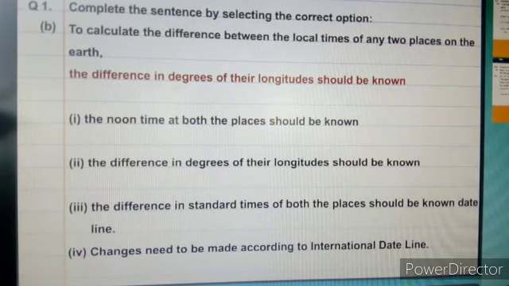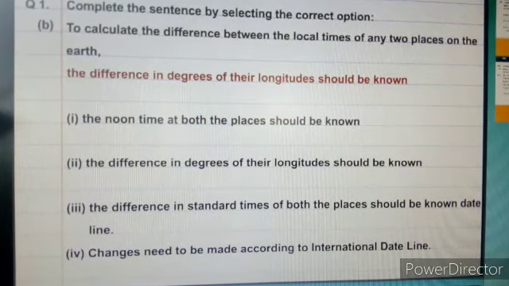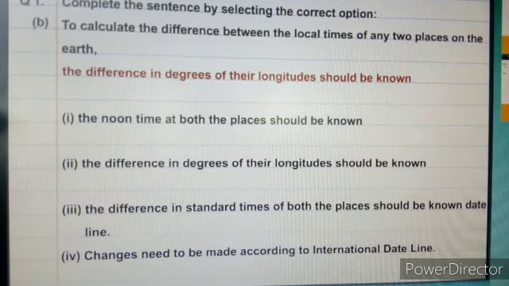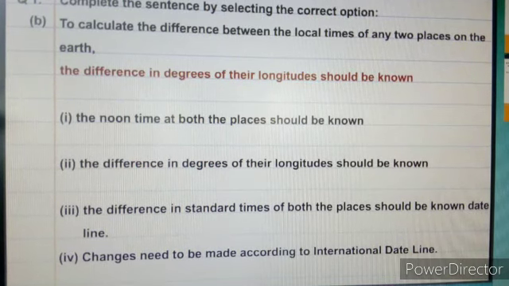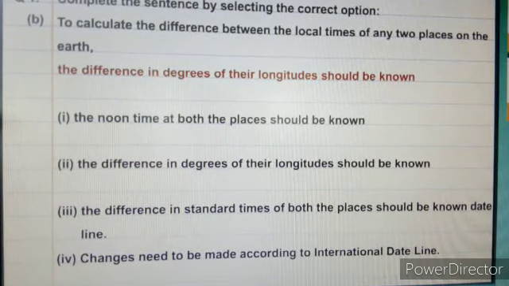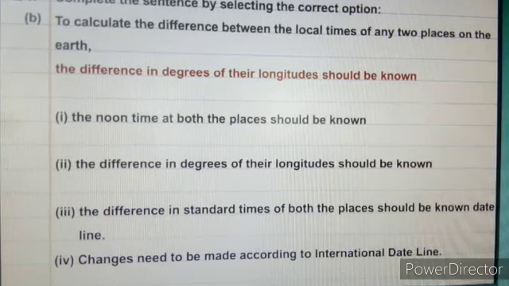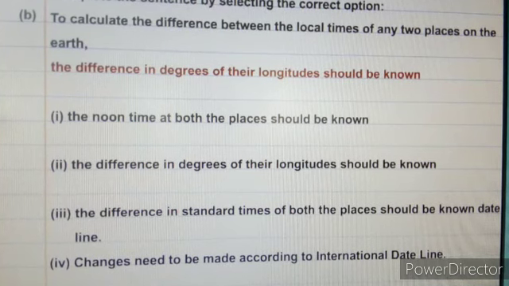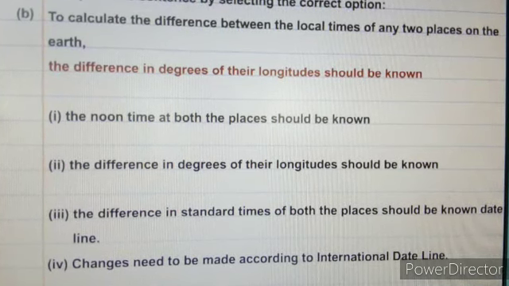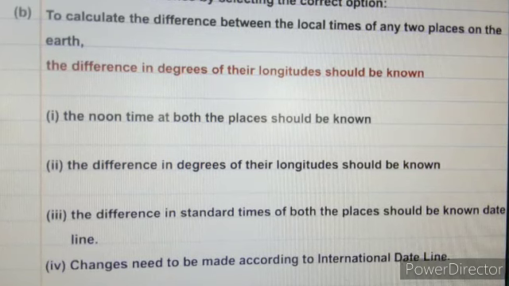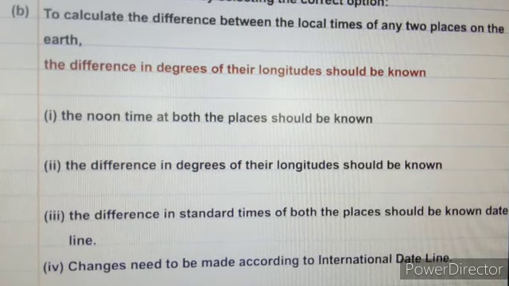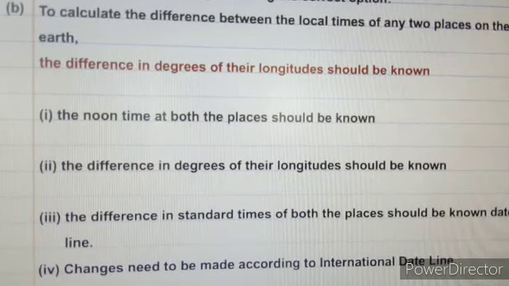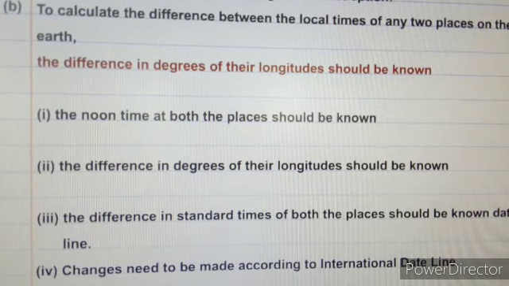Second, to calculate the difference between the local times of any two places on the earth, options A. The known time at both the places should be known. B. The difference in degrees of their longitude should be known. C option. The difference in standard times of both the places should be known. D. Changes need to be made according to the international date line. And the answer for this is the difference in degrees of their longitudes should be known. B.